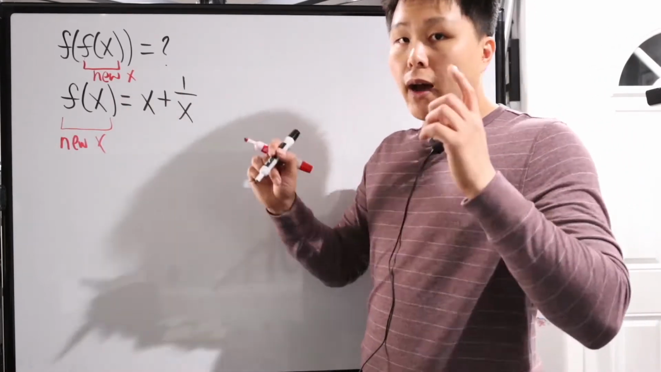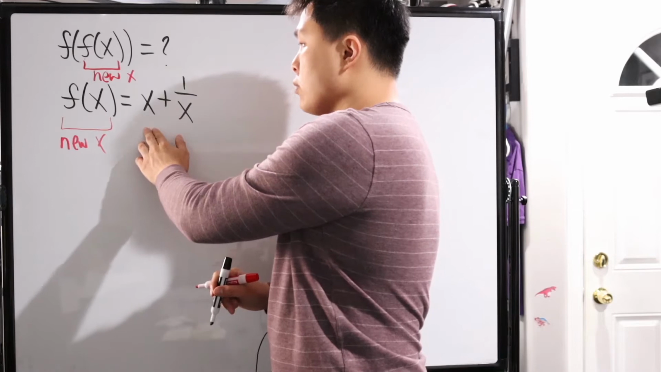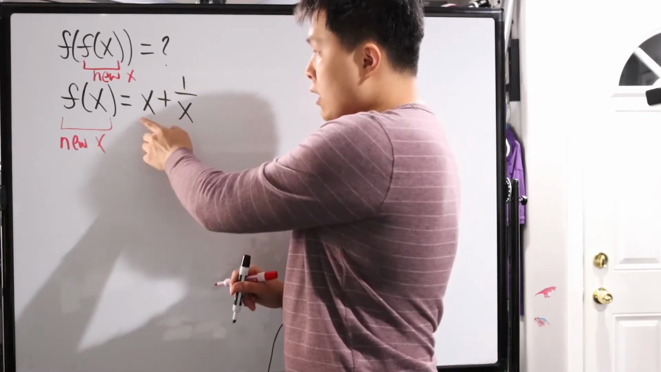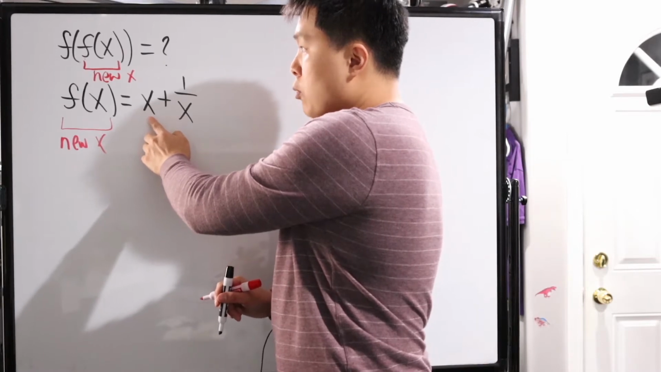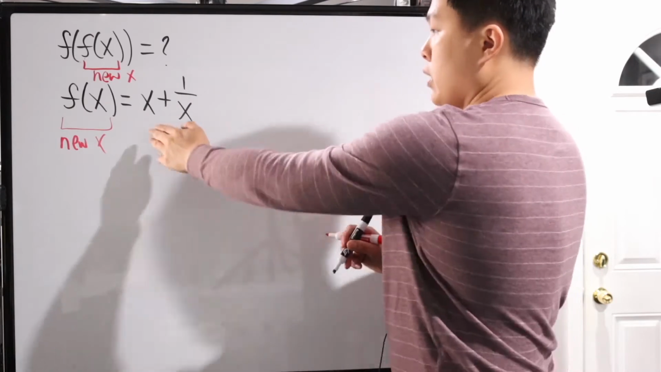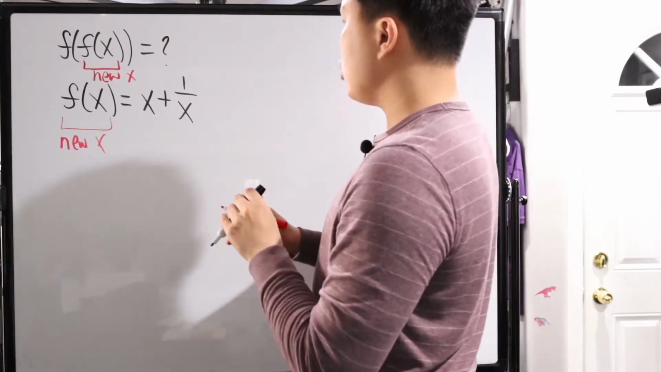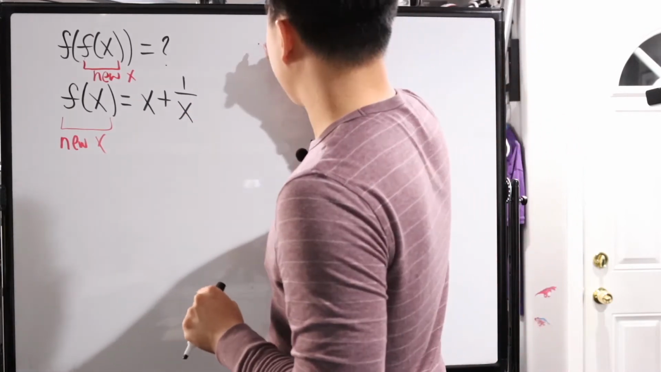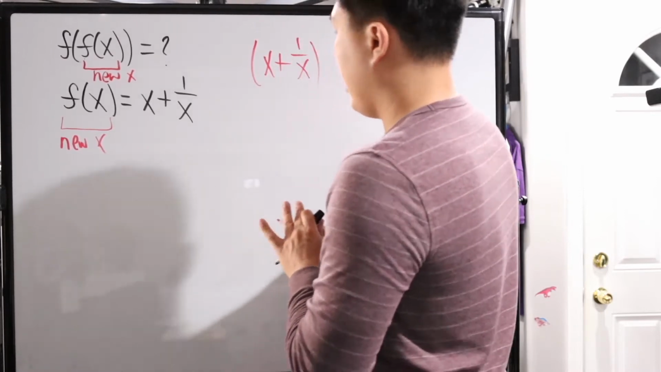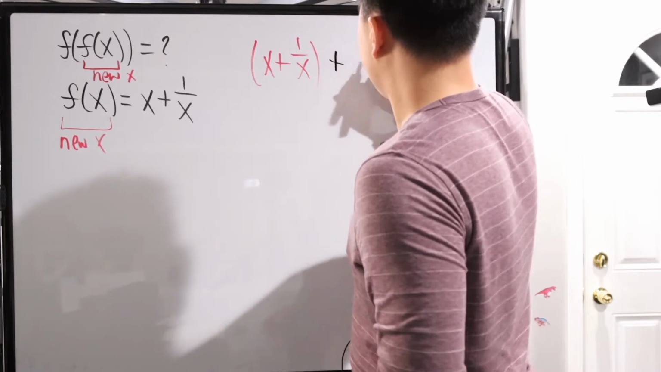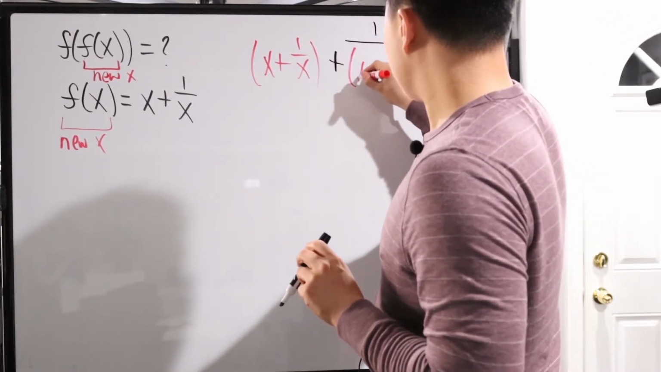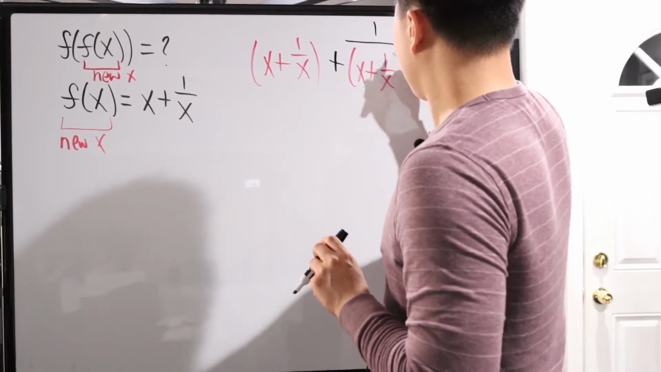So if we think about how originally they would give us a number, and we plug it in place of where x is and solve, that's what we're going to do. But instead of a number, where x is, we're going to actually put the entire function in it. So instead of x, we're going to put x plus 1 over x. So x plus 1 over x, and then we have our plus 1 over, and where x is now x plus 1 over x.